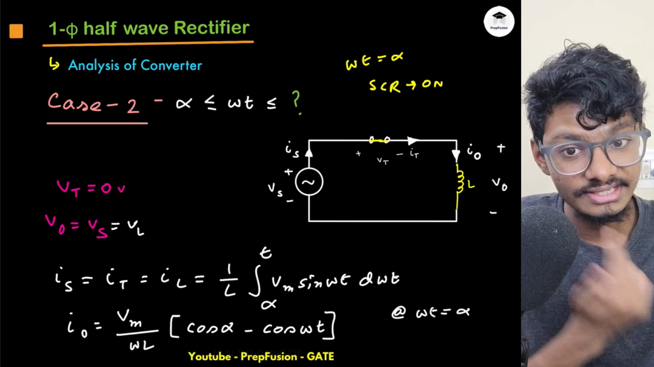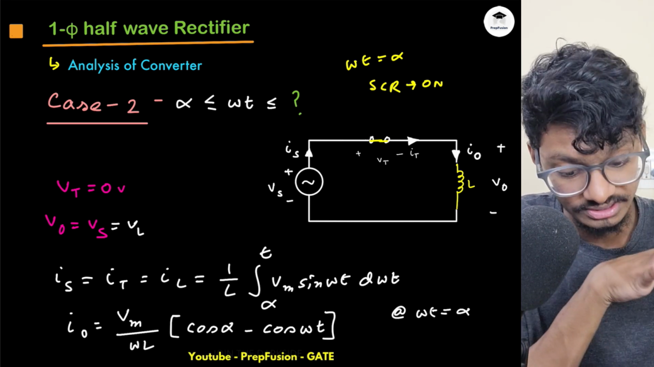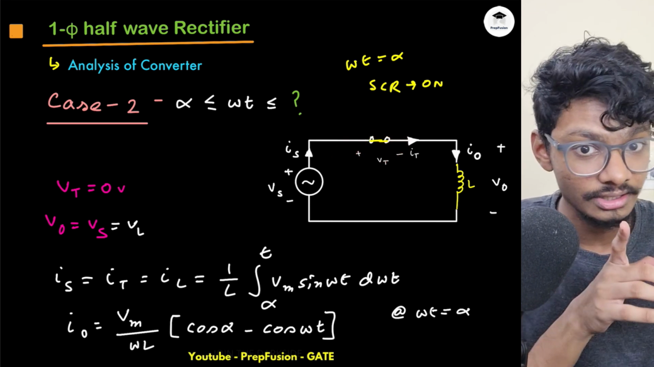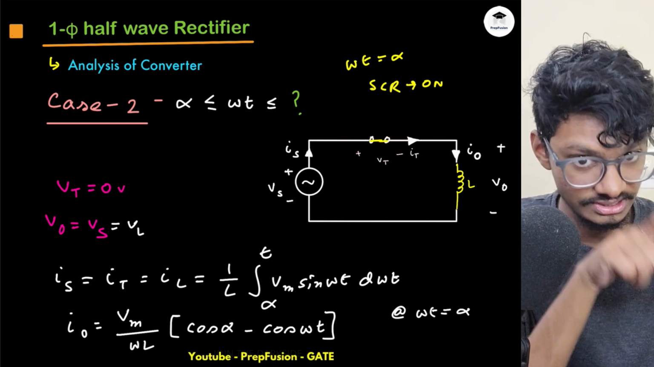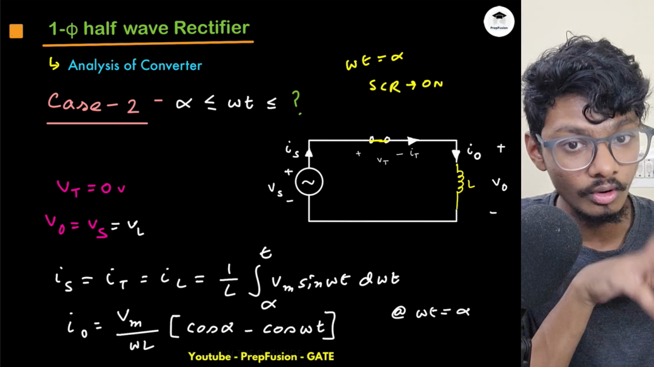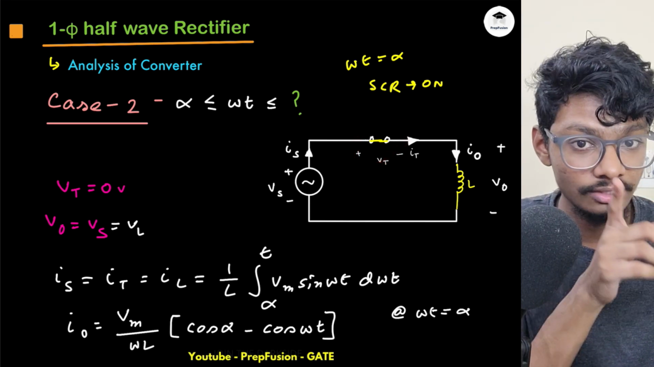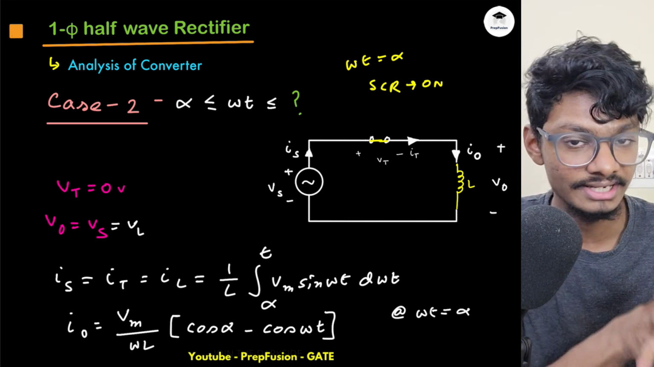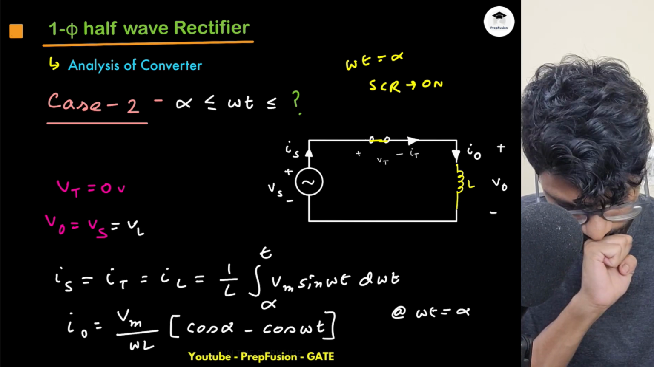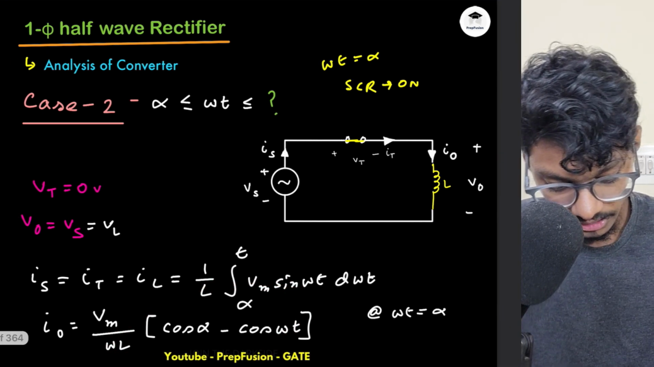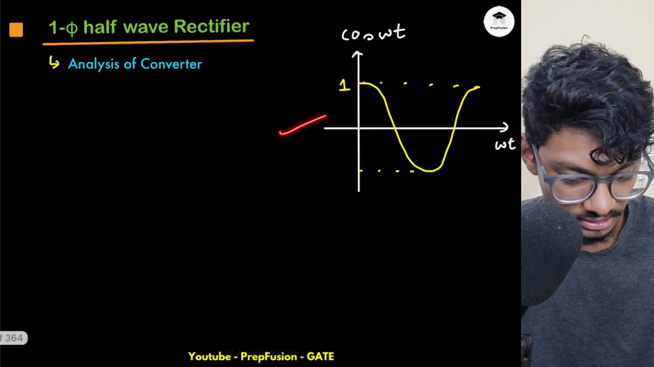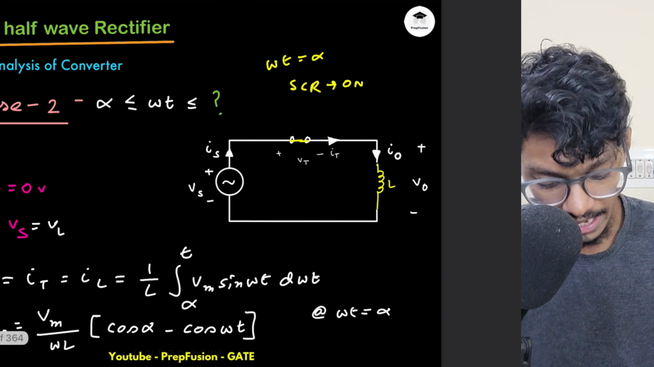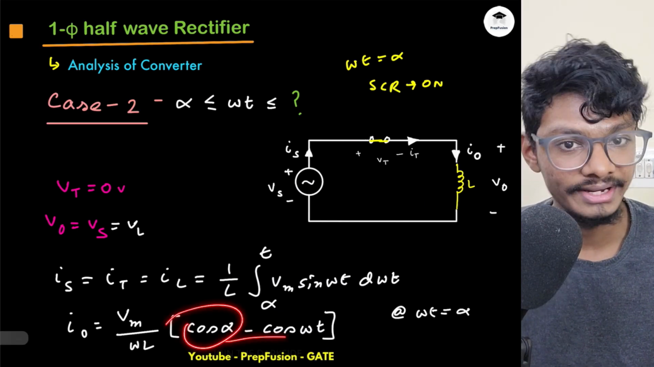Now when does this SCR turn off? Either when the SCR comes into the reverse blocking mode, or when the current through the SCR is 0, or it is below the holding current. The holding current for an ideal SCR is 0. So when this goes to 0, if I plot simply cos omega t, this will be this, and I am doing cos alpha minus cos omega t.